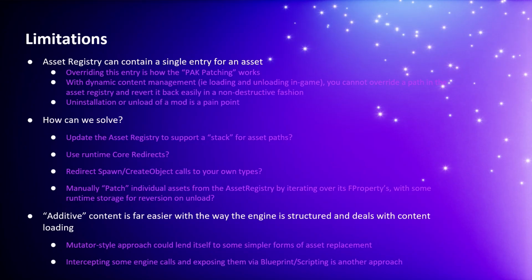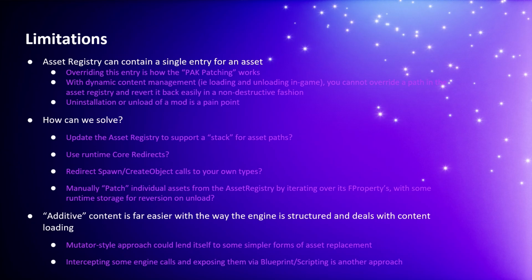Again, you could redirect the spawn or create object methods in the same way that we use that add UObject global listener. Another approach that I've seen is to manually patch individual assets from the asset registry. So you could provide a JSON patch file with a bunch of values in there. You can load something from the asset registry, iterate across all of its F properties, and then set those values from the JSON file and store those values somewhere else. And then, again, you could store those inside your UGC package if that's where that behavior is going to be happening. And then when that content gets unloaded, you could just revert all of that back onto the original reference. That might be a way to replace some references to different assets or something like that.